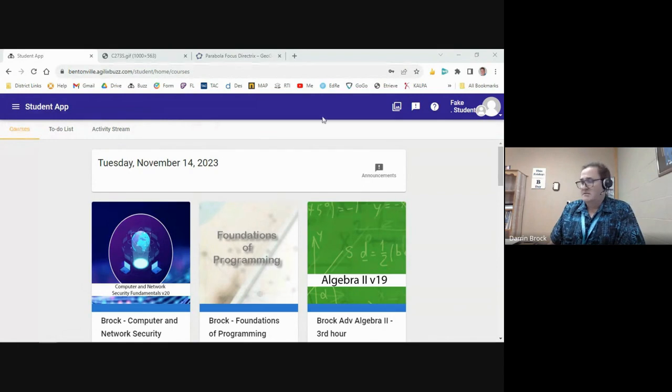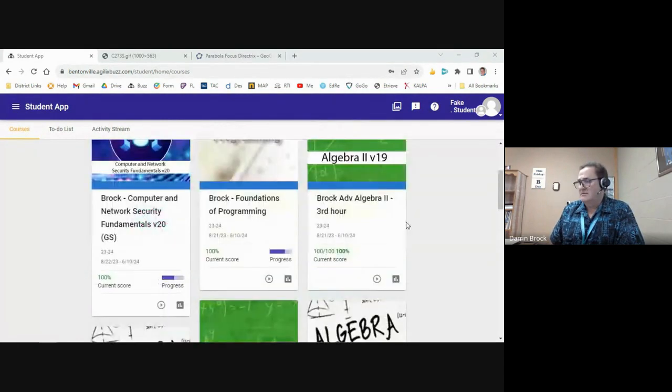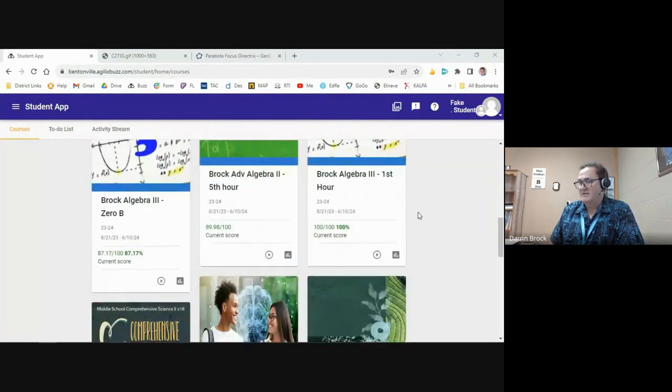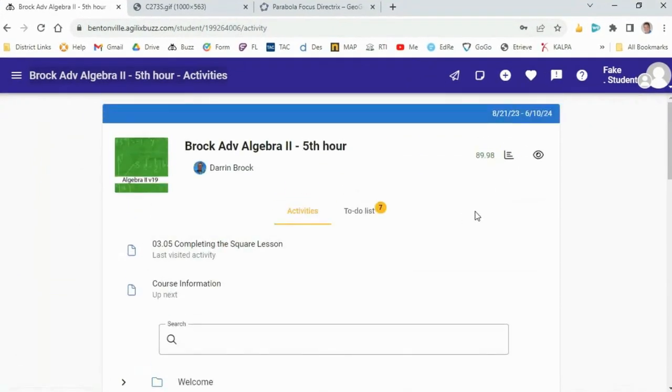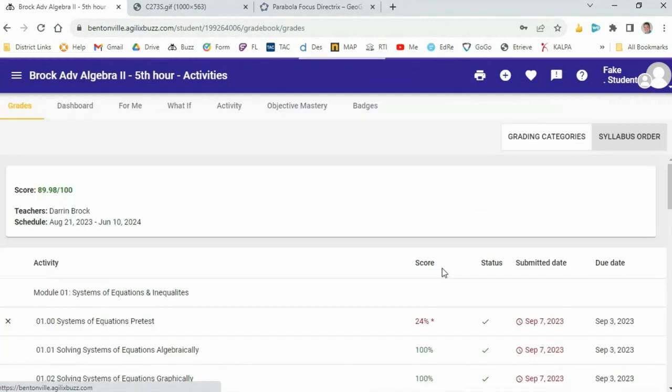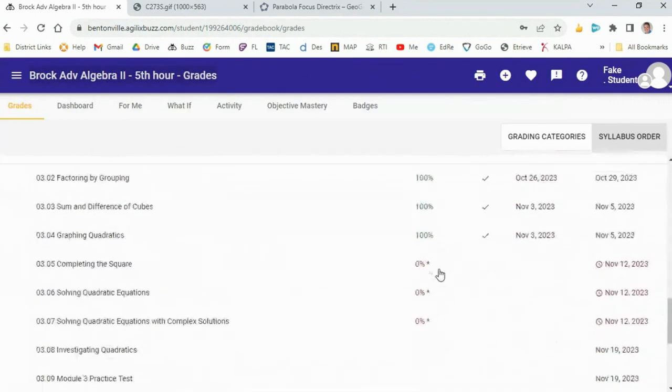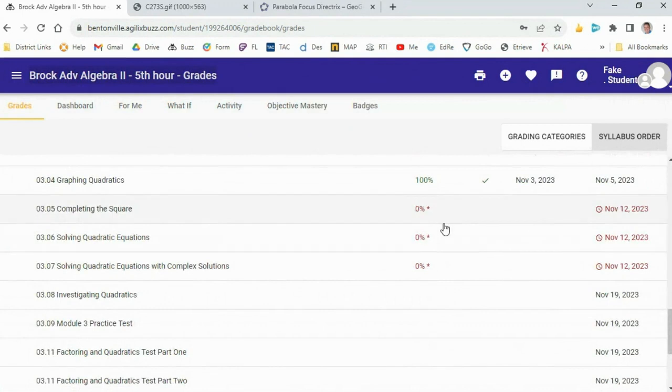Take a look and see what we got. Yeah, this is a little different than my last monitor. I've got to get used to that. Fifth hour, there it is. Let's see. Oh, fake student has not got his work done. Let's go to the grade screen. Yep, he didn't get his assignments turned in. He's in trouble. Oh, this screen is dirty too. I've got to clean my screen.